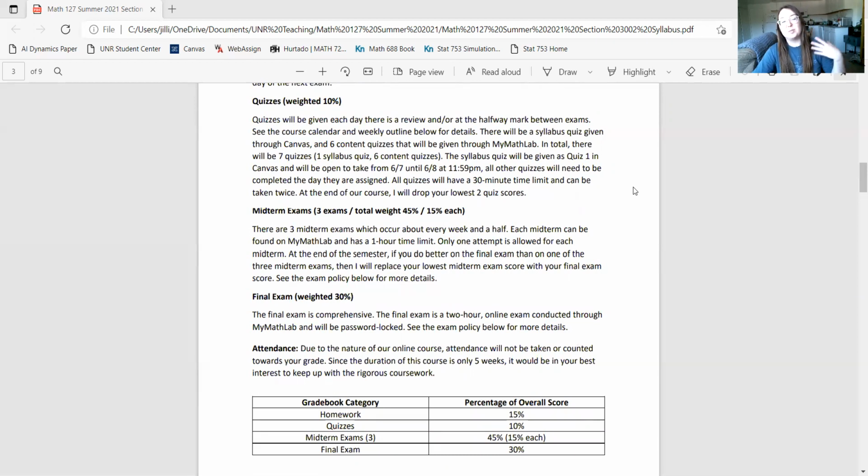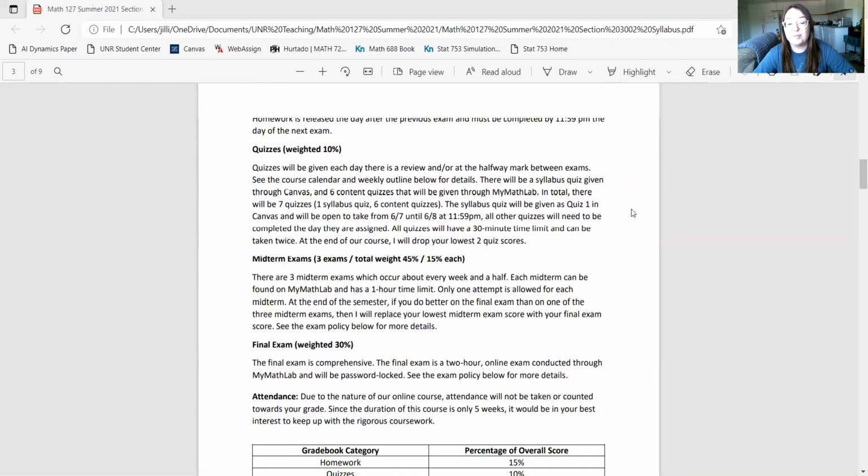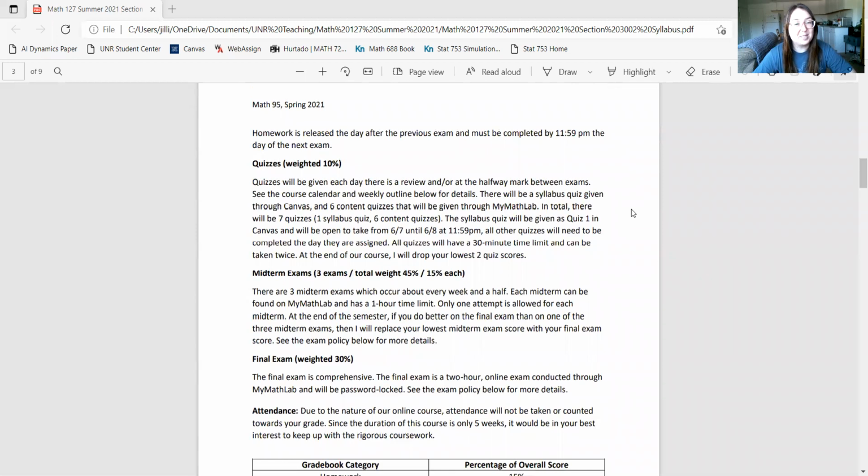All right, so remember that every day there is a review, there will be a quiz. Occasionally, there will be a quiz about halfway between exams if there is a lot of material that has been gone over, or if there's an extra amount of time between the exams. For our first week, we just have our syllabus quiz, and then our quiz is on the day of the review.